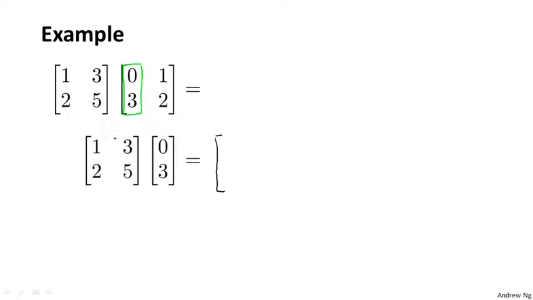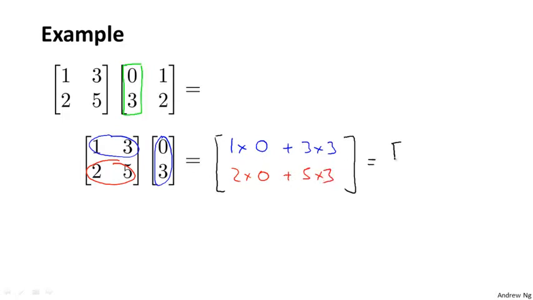This is going to be equal to, right, 1 3 times 0 3, so that gives 1 times 0 plus 3 times 3, and the second element is going to be 2 5 times 0 3, so that's going to be 2 times 0 plus 5 times 3, and that is 9 15. Okay, actually, let me write that in green. So this is 9 15.